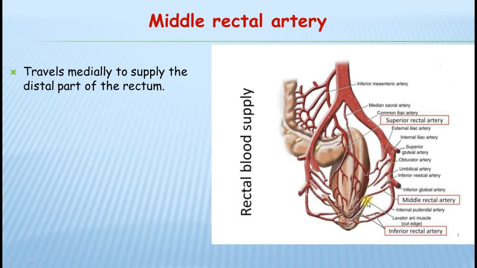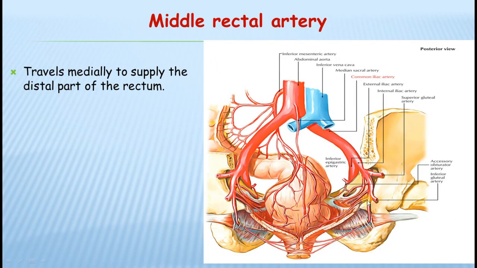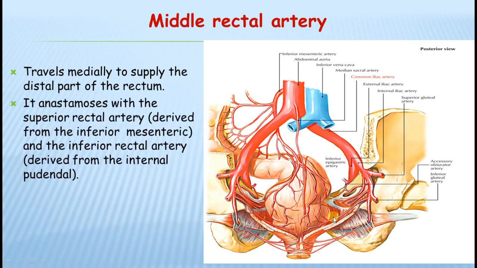There it goes and supplies the lower part of the rectum by anastomosing with the superior and inferior rectal arteries. So that is the middle rectal artery, anastomosing with the superior rectal and inferior rectal arteries. It runs along the pelvirectal space, which is seen on either side of the rectum, and also gives a few branches to the urinary bladder and seminal vesicle. Finally it anastomoses with the superior and inferior rectal arteries. So that is about the middle rectal artery.